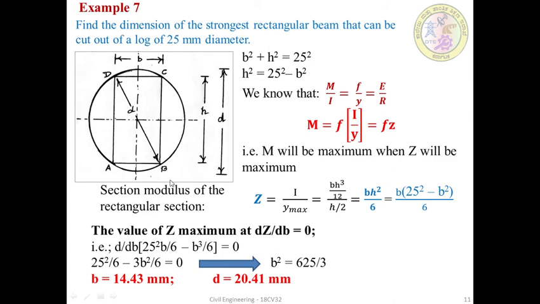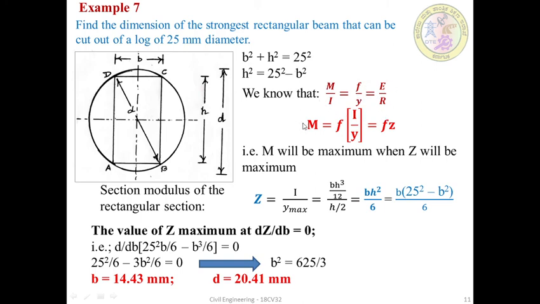From the right triangle BCD, d square is equal to b square plus h square. Since d is given as 25 mm, h square is equal to 25 square minus b square. From the Bernoulli-Euler equation, we know that M by I is equal to f by y is equal to E by R.